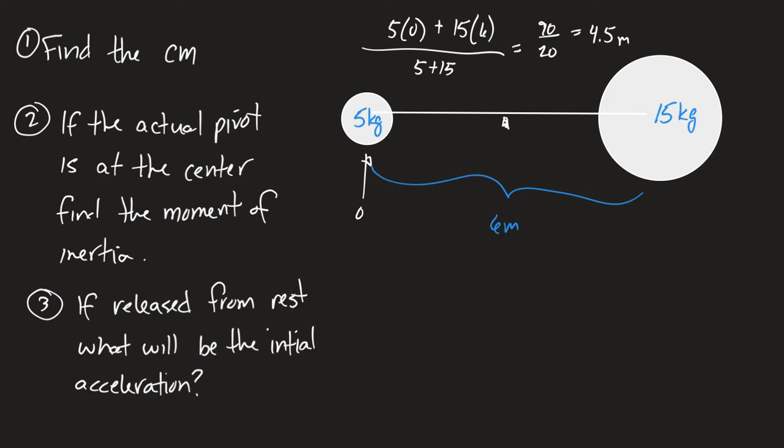If you did it from the other side, you got 1.5 meters. Total 6. So it's got to be somewhere in the middle.